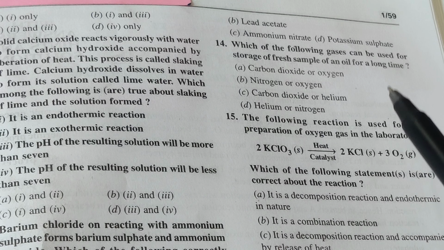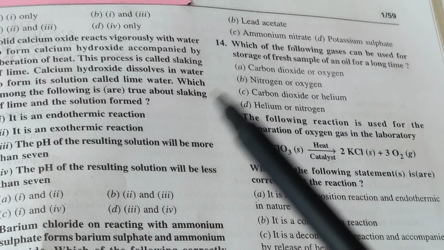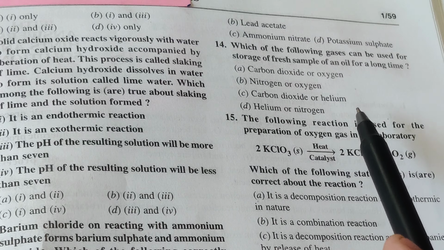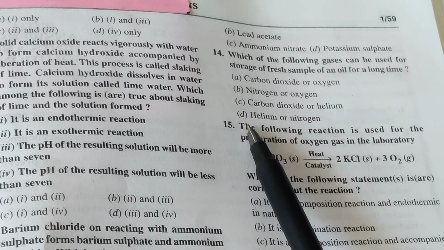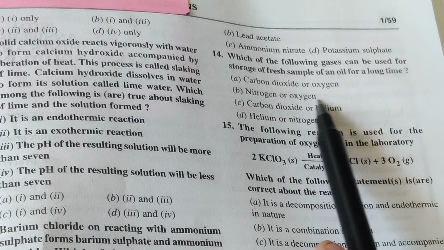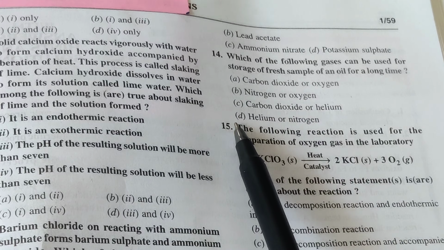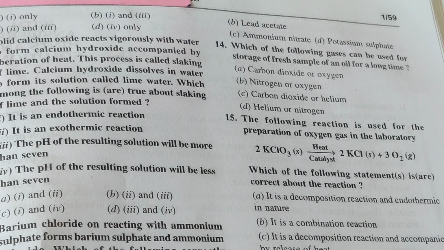Now which of the following gas can be used for storing a fresh sample of oil for a long time? So we have to use the inert gases. Now carbon dioxide and oxygen are not inert gas. Nitrogen or oxygen, not. Carbon dioxide or helium, one is inert and the other one is not inert. Helium is inert but carbon dioxide is not inert. So option D here is the correct answer because we are using helium and nitrogen.